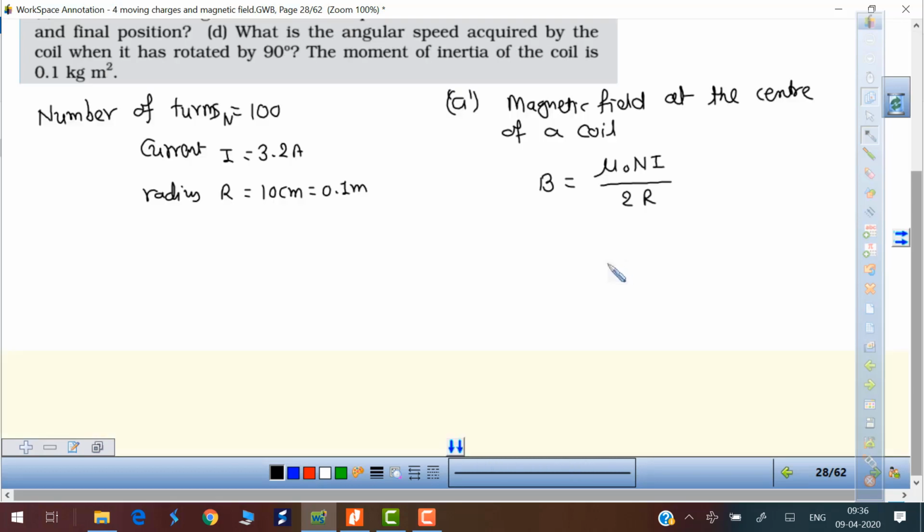So we substitute all these values in this formula. Mu 0, we know, is 4 pi into 10 raised to minus 7, multiplied by the number of turns 100, current is 3.2, and it is divided by 2 into radius, which is 0.1. So use your calculator and calculate.